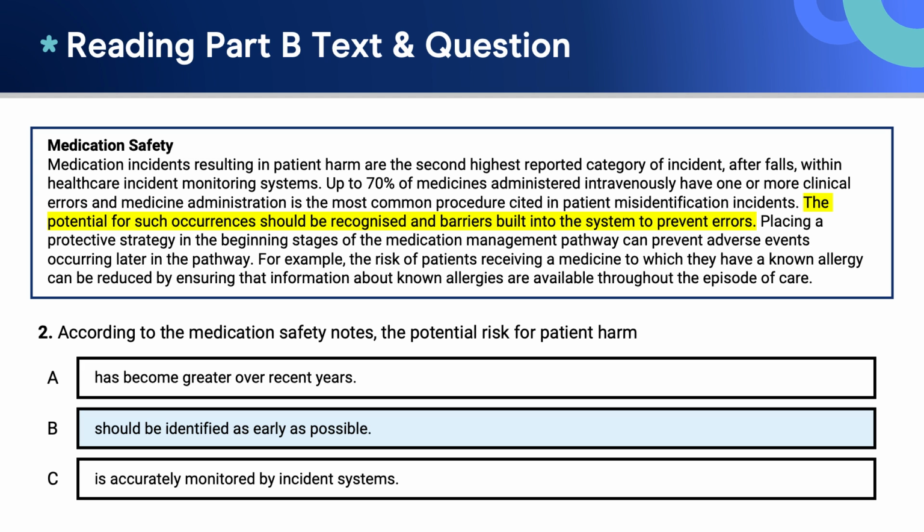Look at B again. Should be identified as early as possible. Well, there's nothing there about being identified as early as possible. There is certainly something there about being identified. So let's read the next sentence. Placing a protective strategy in the beginning stages of the medication management pathway can... So that part there has something to do with being identified as early as possible. So far, I'm liking B. I'm not totally convinced, but so far it's the best.